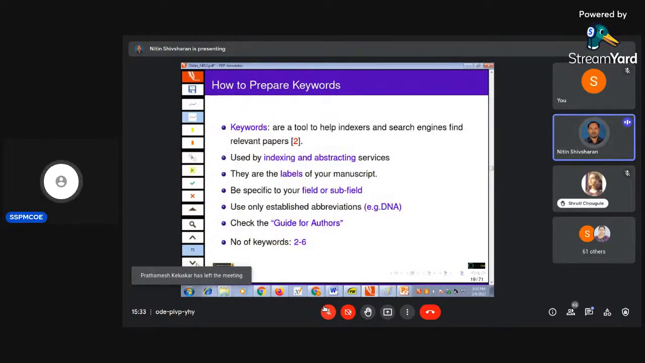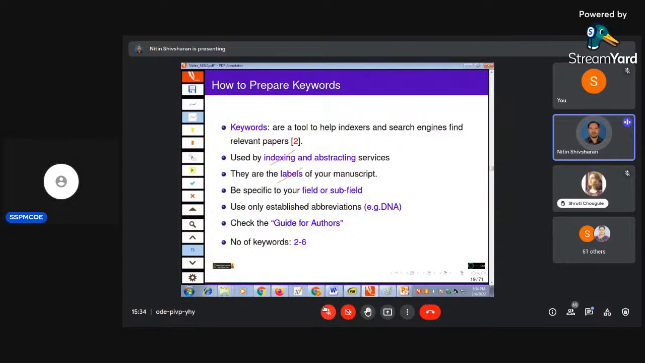Then keywords are a tool. Whenever you write your paper, one of the sections in your paper is the keywords. In that section, we should use keywords, and these keywords are also used for indexing purposes. They are labels for your paper. If I have an 8-page paper, the most important words that I am using most frequently in my research paper will become the keywords for it. So these are the labels for your manuscript.